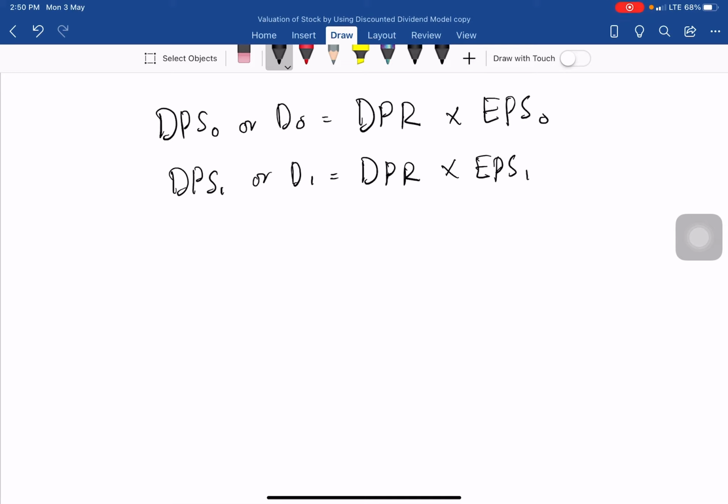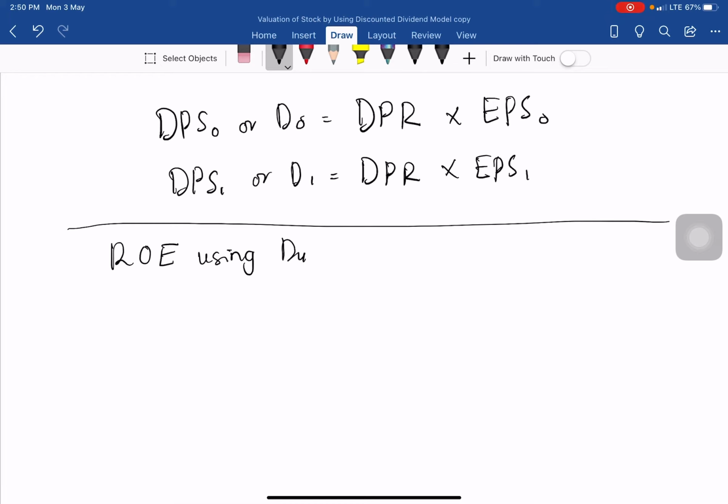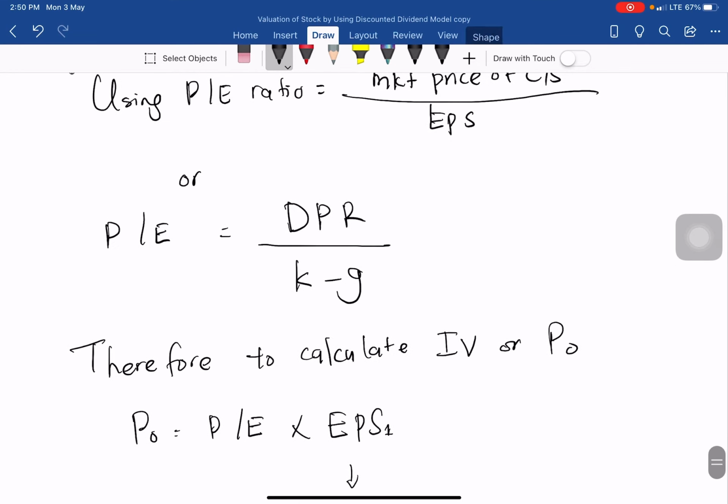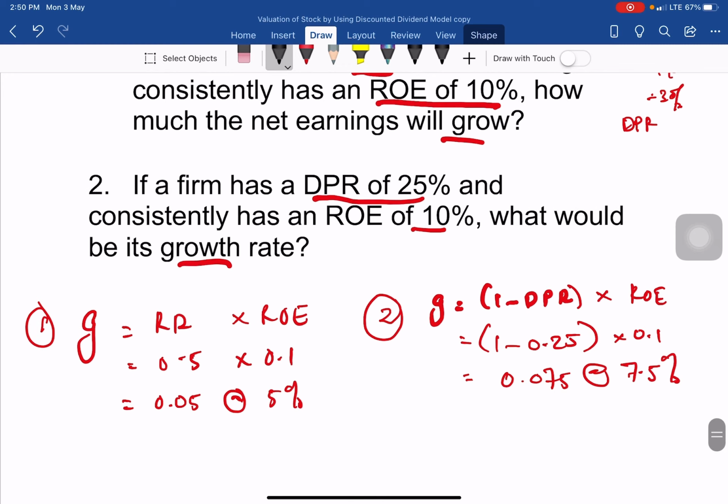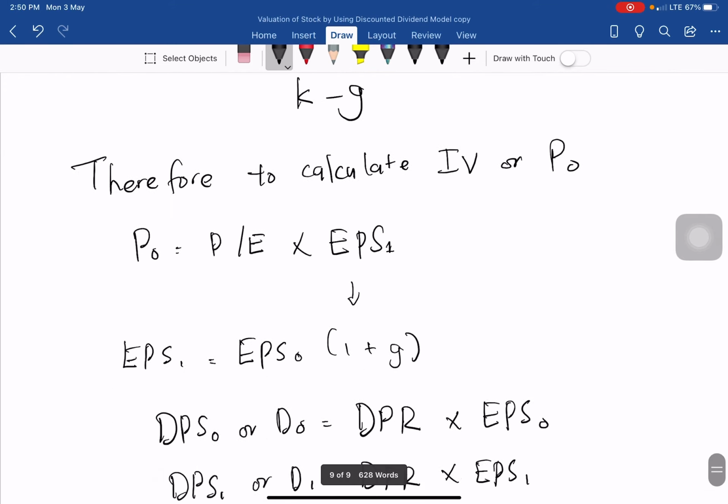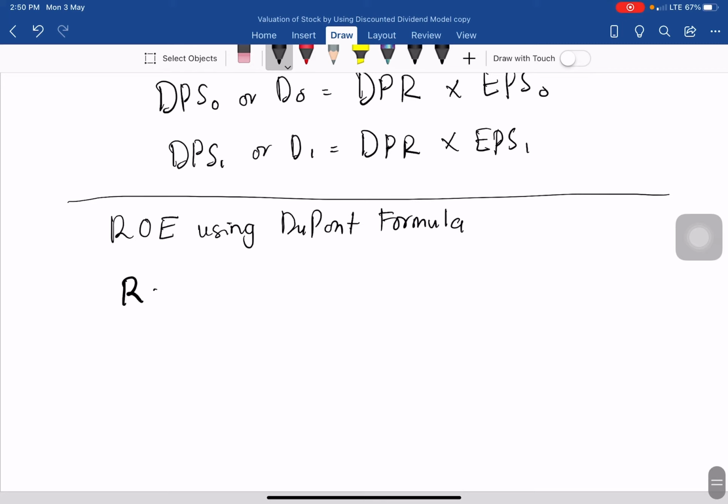Next, what else do we look at? We have seen how to calculate G, and now how to calculate the ROE using the DuPont formula, because some questions require you to use this formula to calculate the ROE. Sometimes when you calculate G, they don't give you the ROE, so you have to calculate ROE on your own first. We know that ROE is equal to the net profit margin times total asset turnover (TATO) times equity multiplier.